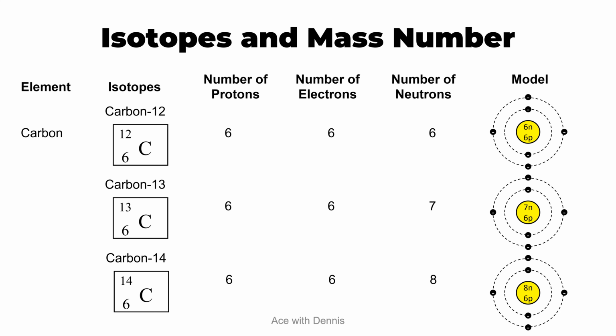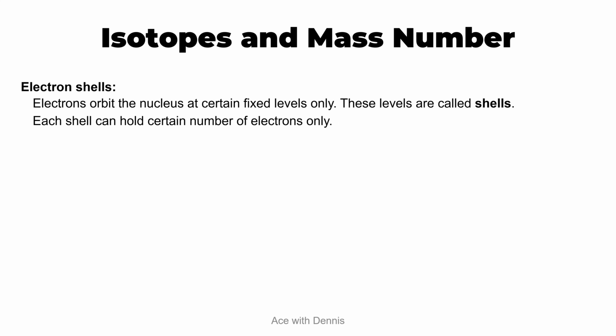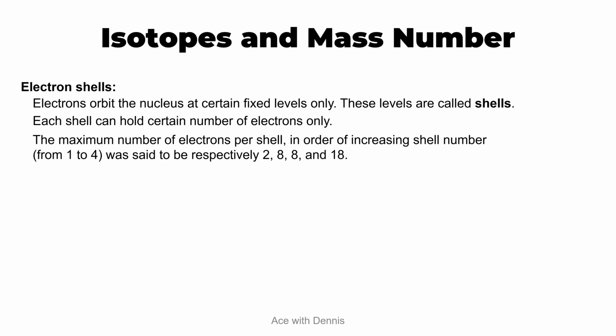Next, let's discuss the concept of electron shells. Electrons orbit the nucleus at certain fixed levels only. These levels are called shells. Each shell can hold a certain number of electrons only. The maximum number of electrons per shell, in order of increasing shell number from 1 to 4, is respectively 2, 8, 8, and 18.